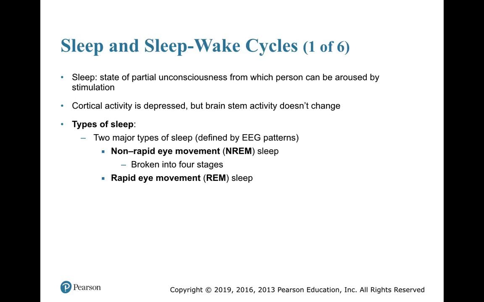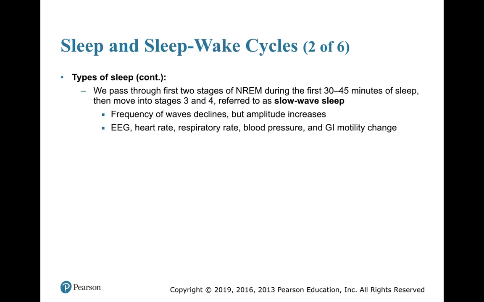Sleep-wake cycles. Sleep is a state of partial unconsciousness from which a person can be aroused by stimulation. During sleep, cortical activity is depressed, but the brain stem doesn't really change. There are two types of sleep, and they are defined by EEG patterns, and they are called the non-rapid eye movement and the rapid eye movement. NREM sleep is broken into 4 stages, and REM sleep.